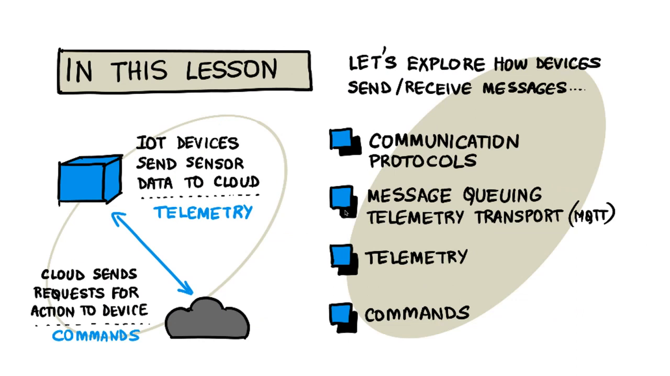And so in this lesson, we're going to talk about some of this. We'll talk about how you send data from the device to the cloud, which we call telemetry, and then you get requests from the cloud to the device to do something, which are known as commands. And we're going to look at the MQTT communication protocol, which stands for message queuing telemetry transport. And we're going to dig into telemetry, which is sensor data, and commands, which is actuator controls.